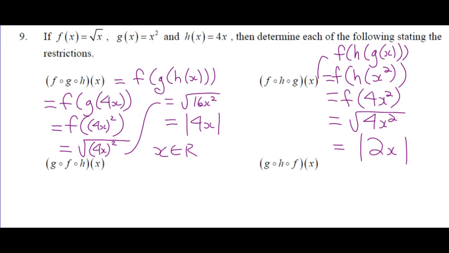Okay. Now, restrictions. So again, start at the inner function. The inner function was g. Is there anything we can't square? Nope. We can square anything. Multiply it by 4. It's still going to be positive, right? We're going to take an input squared. It's now a positive number. We're going to multiply it by 4. Still a positive number. We're going to take its square root. That's fine because we know it's a positive number. So we can put anything in there. So x belongs to the reals.